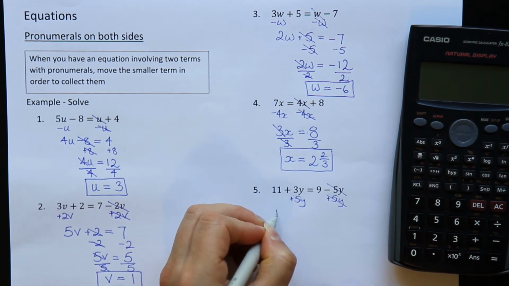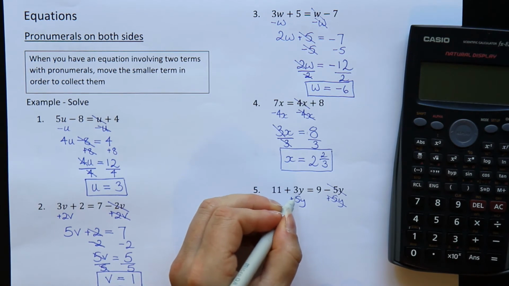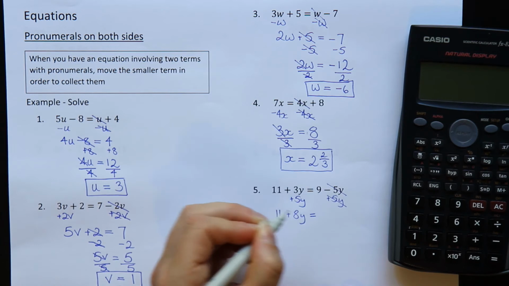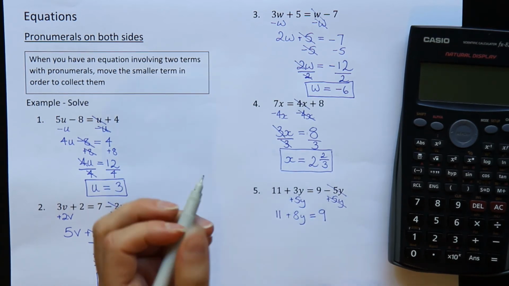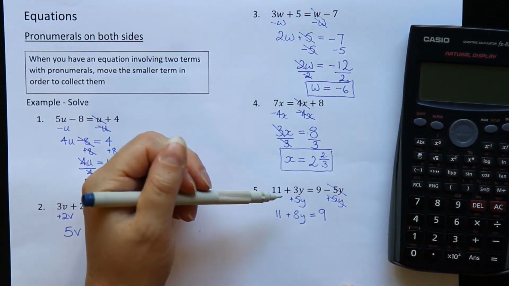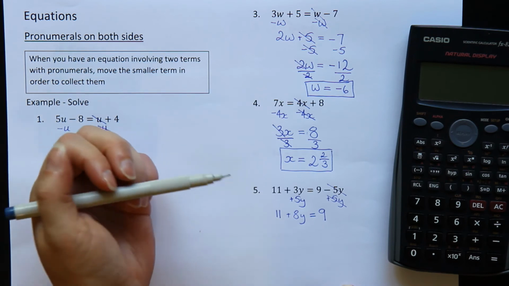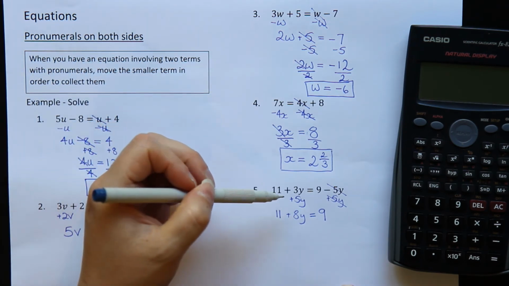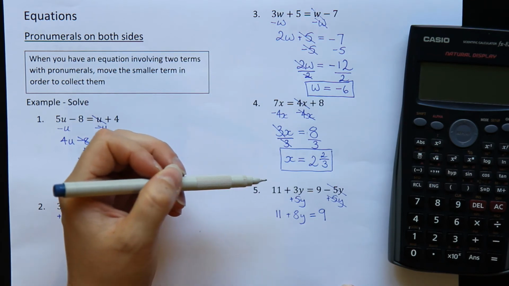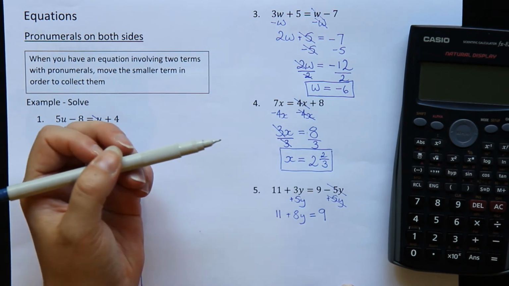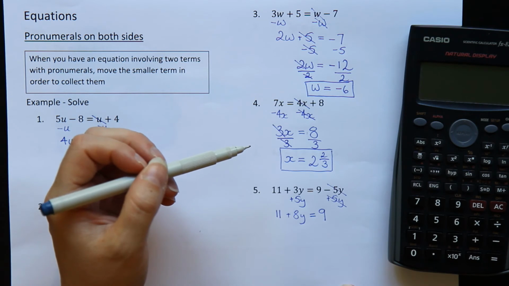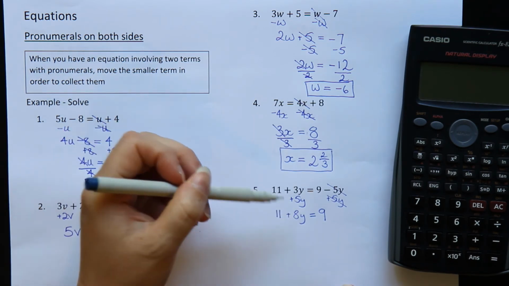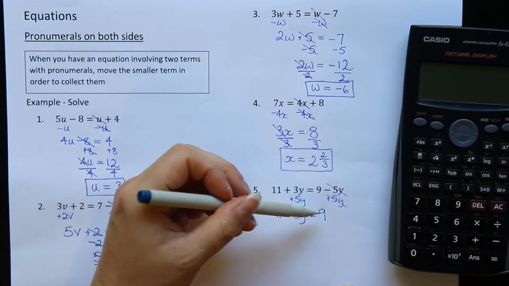So 11 is here. 3 plus 5 is 8. Y is equal to 9. If you do happen to move the wrong pronumeral, you will eventually get to the same answer. It will just mean that you have more negative signs. You'll have to deal with dividing by a negative, which is perfectly doable, but just not as nice and easy as a positive number. So here, 11 plus 8y is equal to 9.